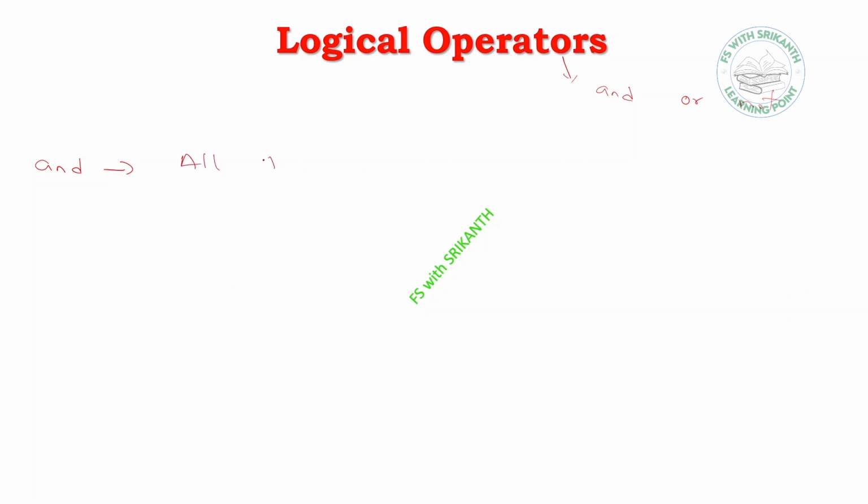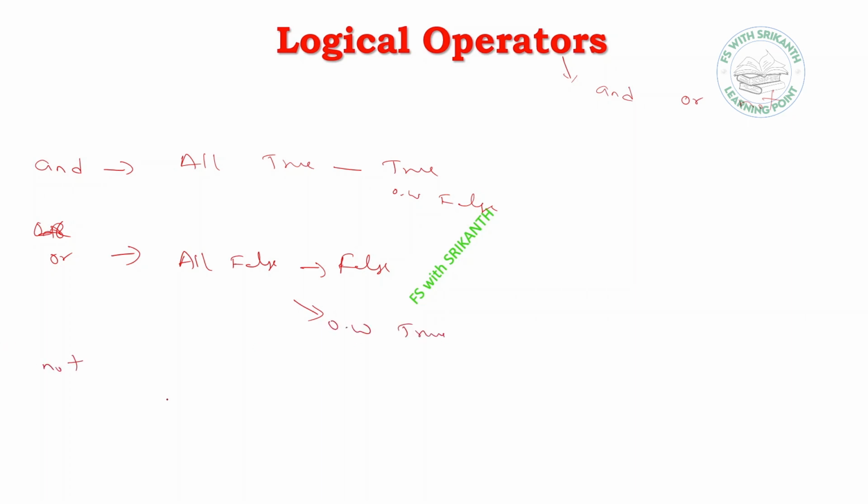All true, it is true. Otherwise, false. If any one is false, it will be false. And if all are false, it will be false. For or, if any one expression is true, it will be true.